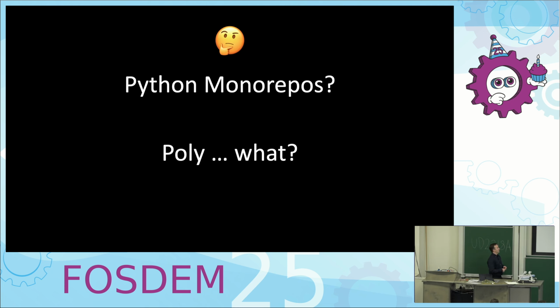I would like to begin by sorting out the definitions of this terminology. Starting with monorepos, Python monorepos. What's that? How does that work? And this thing called Polylith, how does that come in and what problems does it solve?